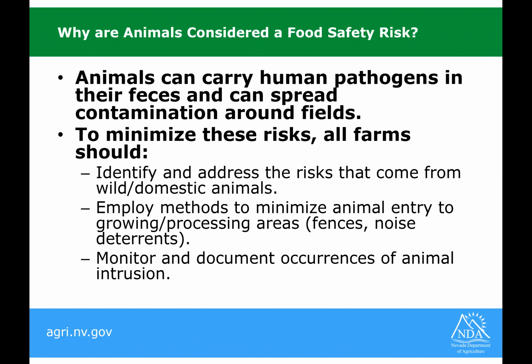Animals are considered a food safety risk, and this is because they can carry human pathogens in their feces, and they can spread this contamination around in fields. To minimize these risks, all farms should identify and address the risk that comes from wild and domestic animals, employ methods to minimize animal entry to growing or processing areas, such as the use of fence or noise deterrents, and monitor and document occurrences of animal intrusion.